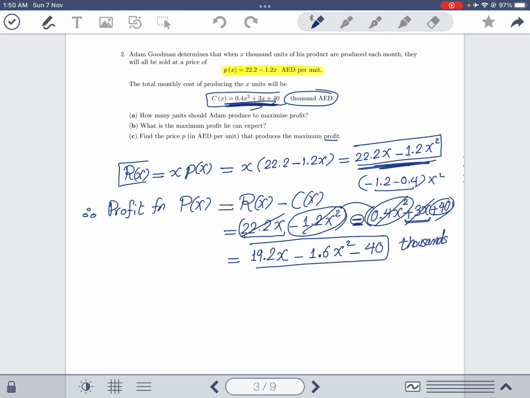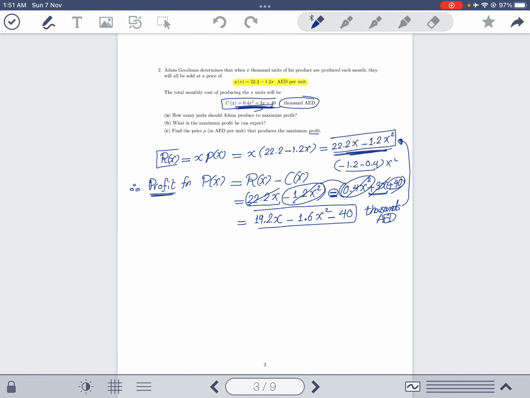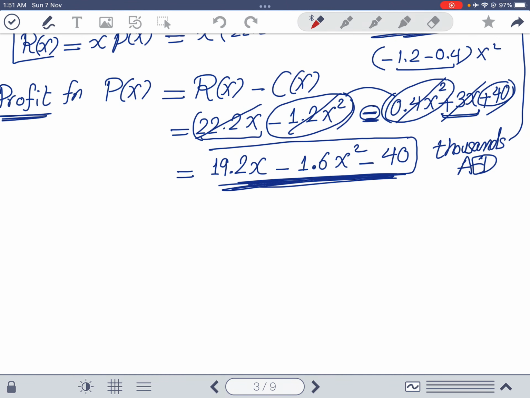So now this is our profit function, and it's also given in thousands of dirhams. So thousands AED, let's write it like this. The units for this are also the units for the revenue. Perfect. So now we have the profit function, and they want us to find the x that will maximize it. This is the function here. So our job, let me just write it so you understand, is to maximize this profit function.